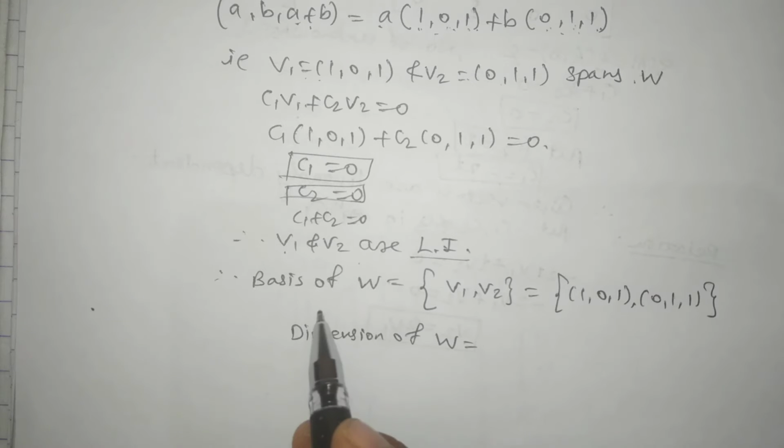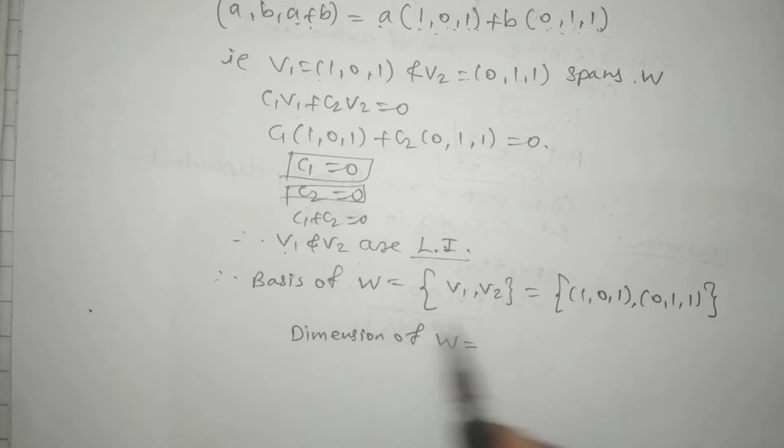Dimension is nothing but the number of elements in the basis set. So there are 2 elements in the basis set, so the dimension of W is 2. So this is our answer. Now let us see another example.